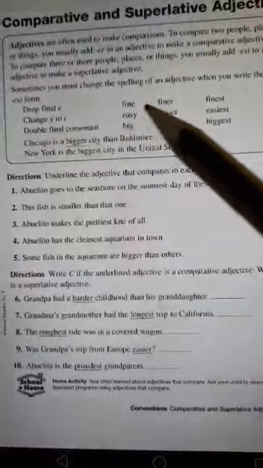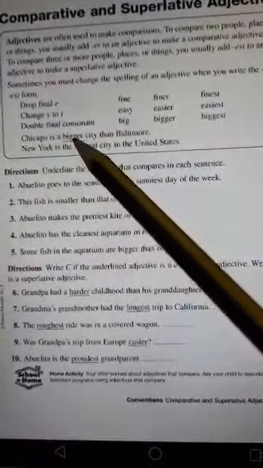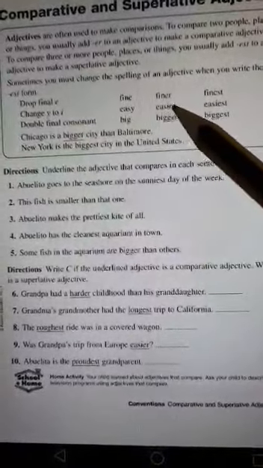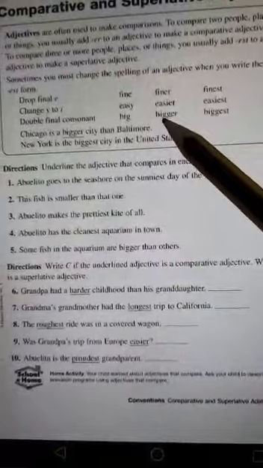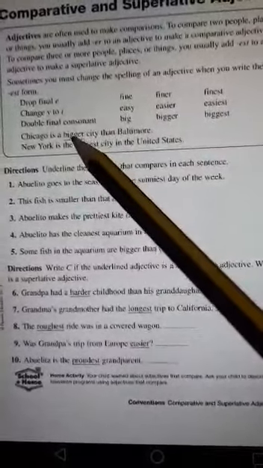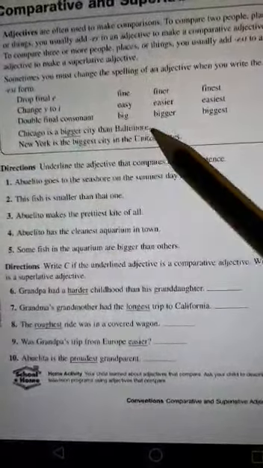So after we saw the two places, we checked our sentence. Now the adjective is big. What did we make here? Remember the rule? We said we double the consonant because there is a vowel before it. So it is now bigger. Chicago is a bigger city than Baltimore.